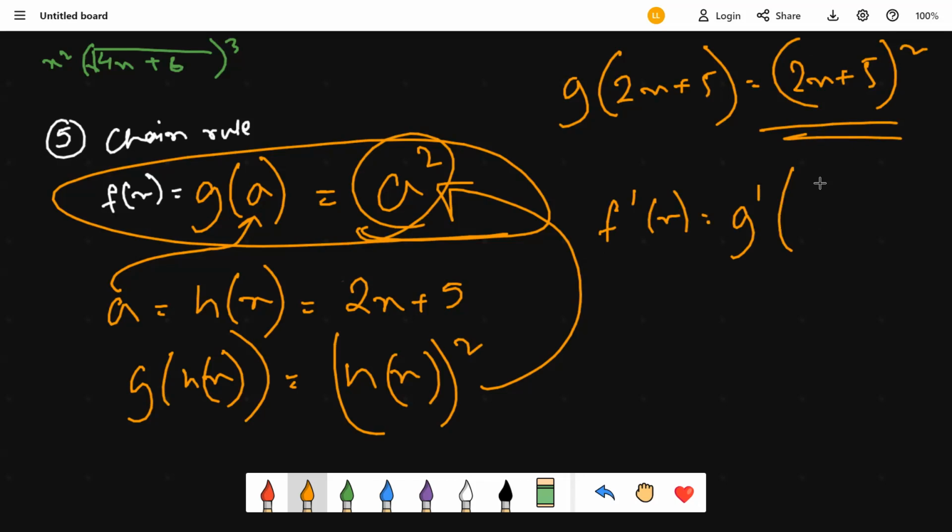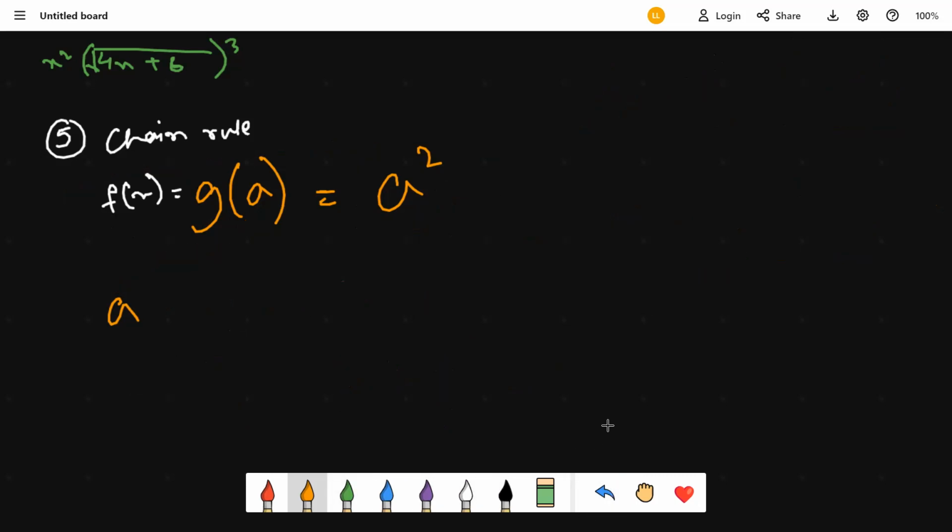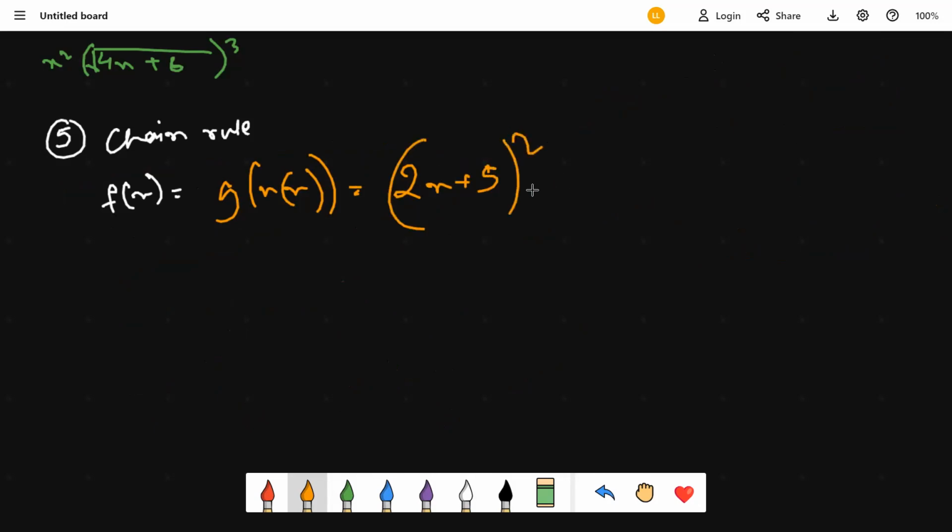If we need to find g prime, obviously we are not going to deal with h of x at first. But eventually we also need to differentiate that inner part as well. So how does it work? Again, let me show it. So it says if we have a function g of h of x is equal to 2x plus 5 whole square. That means what?